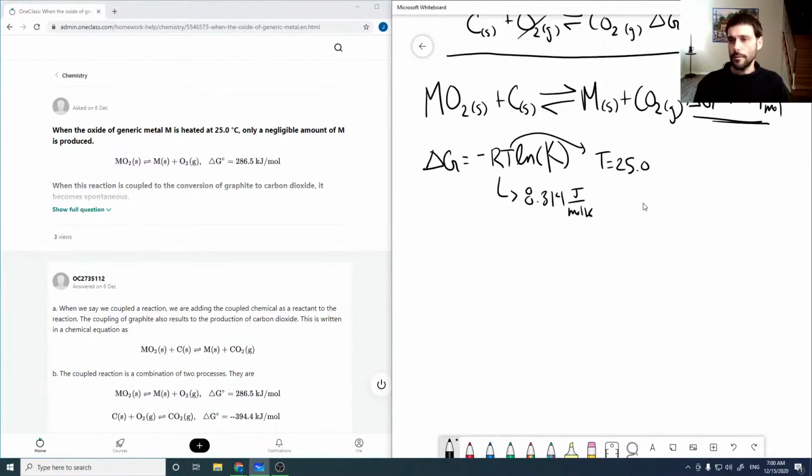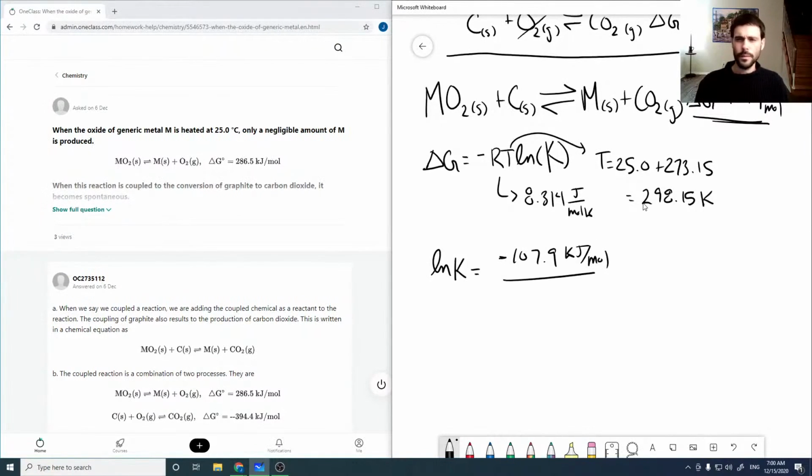So it's 25 plus 273.15, which is 298.15 Kelvin. Okay. So then ln K is our delta G, which is minus 107.9. So the minus sign needs to be carried over as well, so that minus would be there as well, and those would cancel.